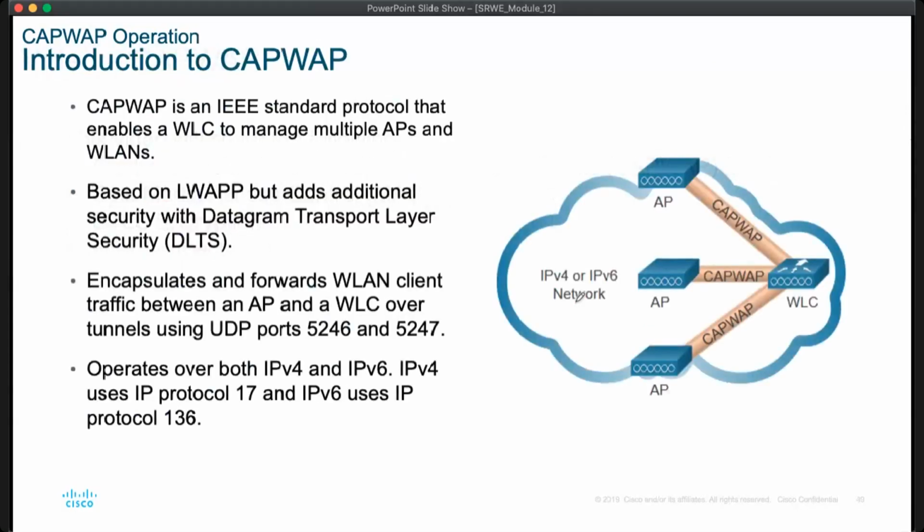Introduction to CAPWAP. CAPWAP is an IEEE standard protocol that enables the WLC to manage multiple APs and wireless LANs. Based on LWAPP, but adds additional security with Datagram Transport Layer Security, DTLS.